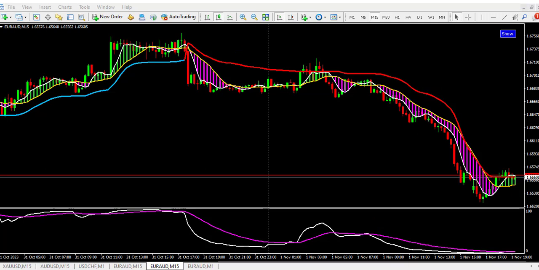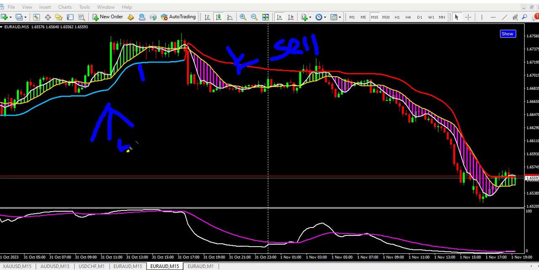The number one thing you need to look out for is this indicator here that turns from aqua color to red. Aqua color is for buy and red color is for sell. So you sell when it turns to red and buy when it turns to aqua color. Just make sure you follow this.